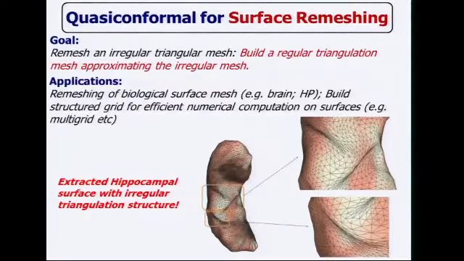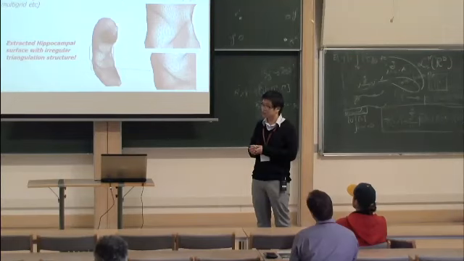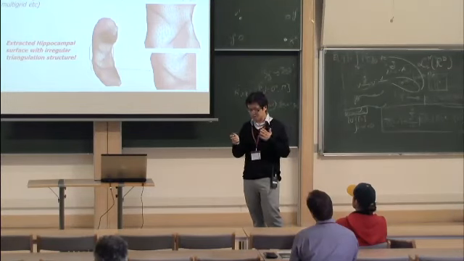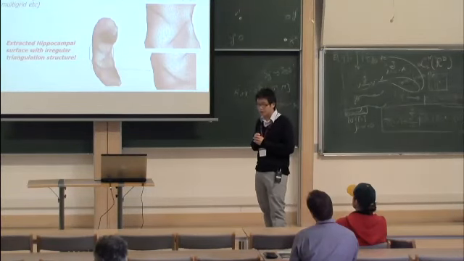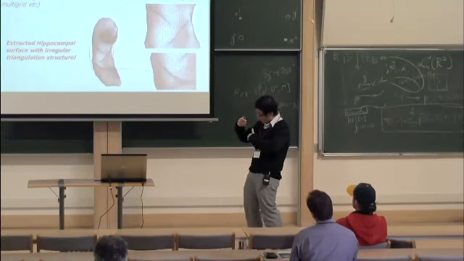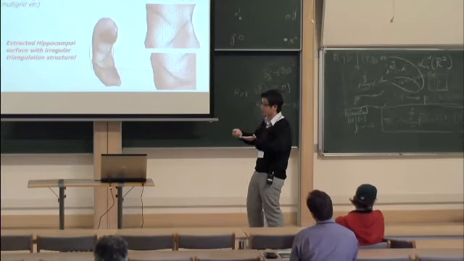Okay, so another application of QC geometry that we use in medical imaging is to do surface remeshing. So the goal is to remesh an irregular triangulation mesh. In other words, we want to approximate an irregular triangulation by a regular triangulation. The reason is that very often when we get the triangulation mesh, for example, of the brain surface, the triangulation is very, very irregular. And it makes it very difficult to do numerical computation on it. So we really want to approximate the irregular triangulation by some regular triangulation.